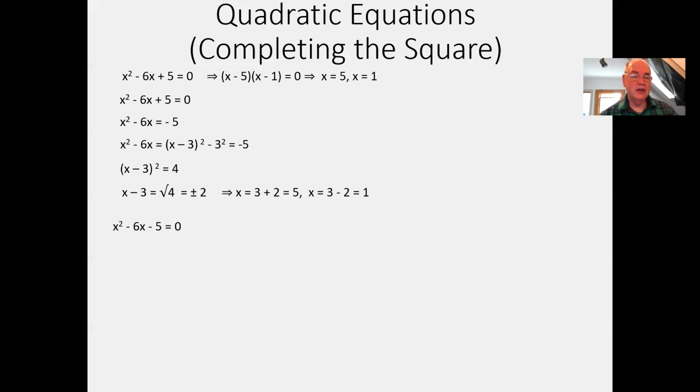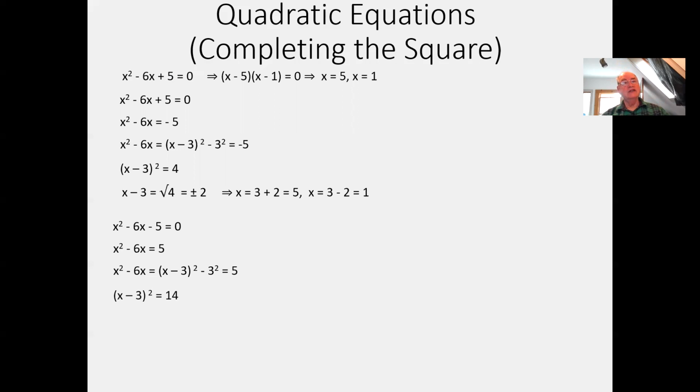This will not factor. So let's try completing the square, okay? We'll start the same way. We'll bring the minus 5 over to the other side. We'll take a look at that minus 6 middle term, minus 6x. I know I want to use the minus 3, half of that minus 6. So now I've completed the square by having x minus 3 squared, which will give me x squared and the minus 6x. It'll give me a little bit more, but I'll compensate for that with the minus 9. And now instead of a minus 5 over there, I've got a 5 over there.